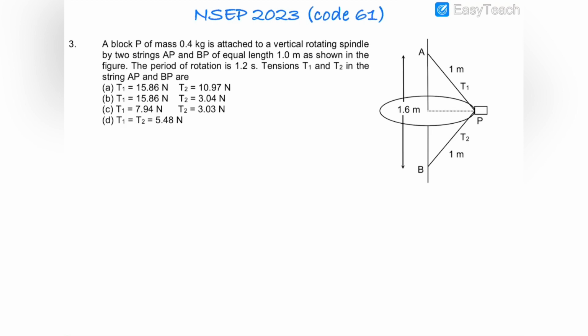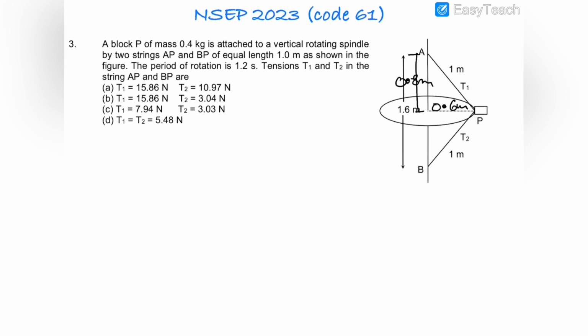In this question, you can see that there are two ropes which are connected to this block of mass 0.4 kg, and this system is rotating about this center with a time period of 1.2 seconds. The length of these two ropes is 1 meter and 1 meter, and this length is 0.8 meter, and therefore this would be 0.6 meter. Now we have to find out the values of these tensions T1 and T2.